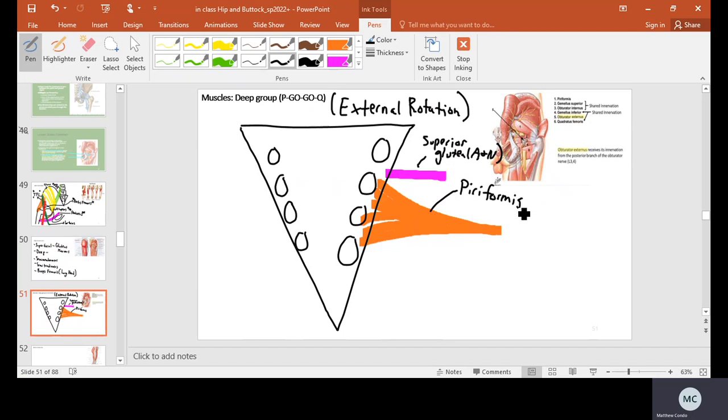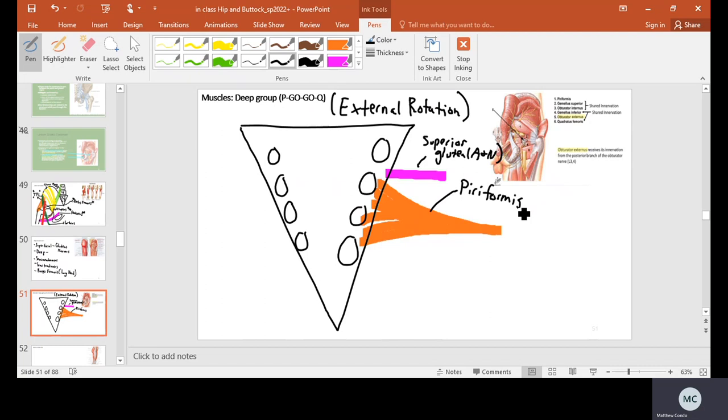Piriformis is going to originate off of the anterior surface of the sacrum, and that's really important to remember because we have to understand that even though the piriformis is not considered a pelvic diaphragm muscle or a pelvic floor muscle, it's still coming from the inside of the pelvis, like we drew in a couple weeks ago. It's going to insert into the greater trochanter of the femur.